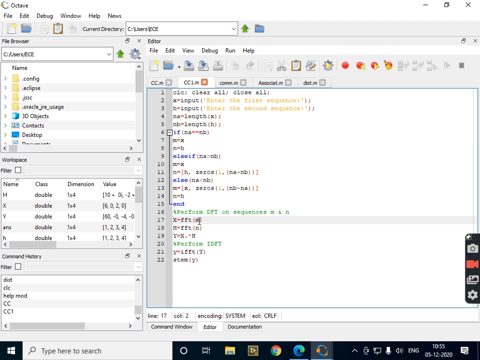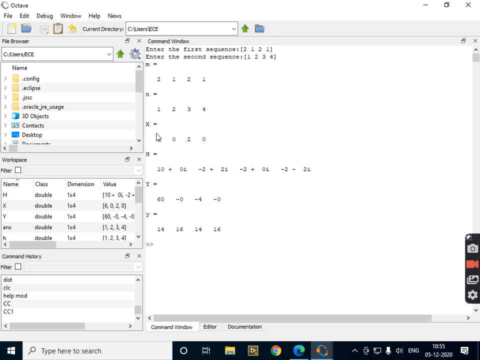Capital X is the N-point DFT of m. So capital X, 6 0 2 0, is the 4-point DFT of 2 1 2 1, and capital H, 10, minus 2 plus 2j, minus 2, minus 2 minus 2j, is the 4-point DFT of the second sequence, that is 1 2 3 4. Capital Y is the product between these two: 10 into 6 is 60, 0 into minus 2 plus 2j is 0, and so on. Capital Y is the product DFT and small y is its 4-point IDFT.